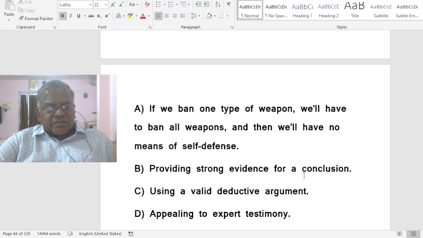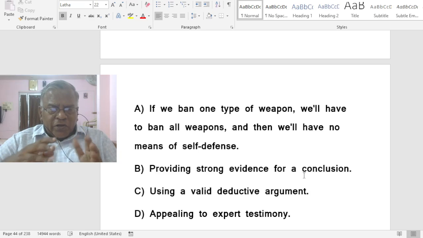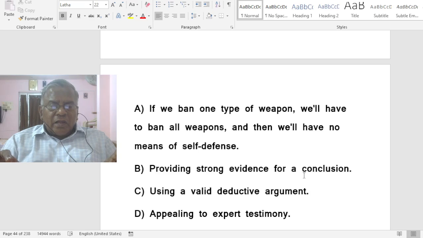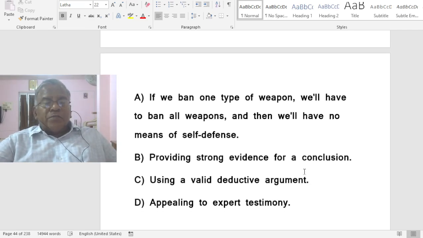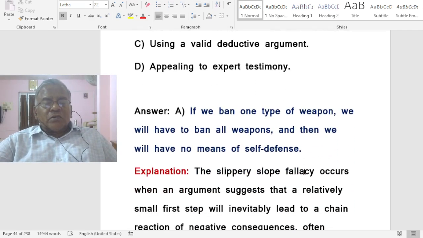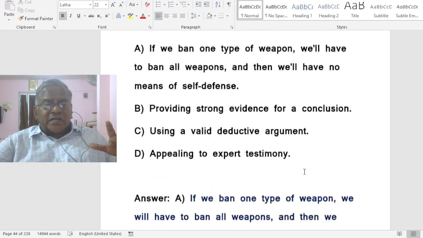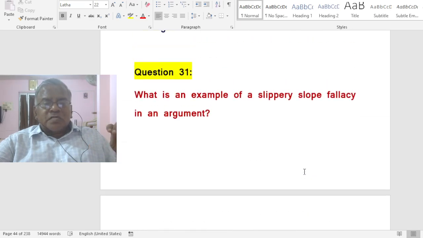means of self-defense. You see how you are arguing from one point to another point without any reason, without any evidence. You ban one type of weapon, that's all right. If we ban one type of weapon, we will have to ban all weapons. Who said that? You claim that you have to ban all weapons, and then we will have no means of self-defense. So, that is the right answer here. That is called a slippery slope fallacy.